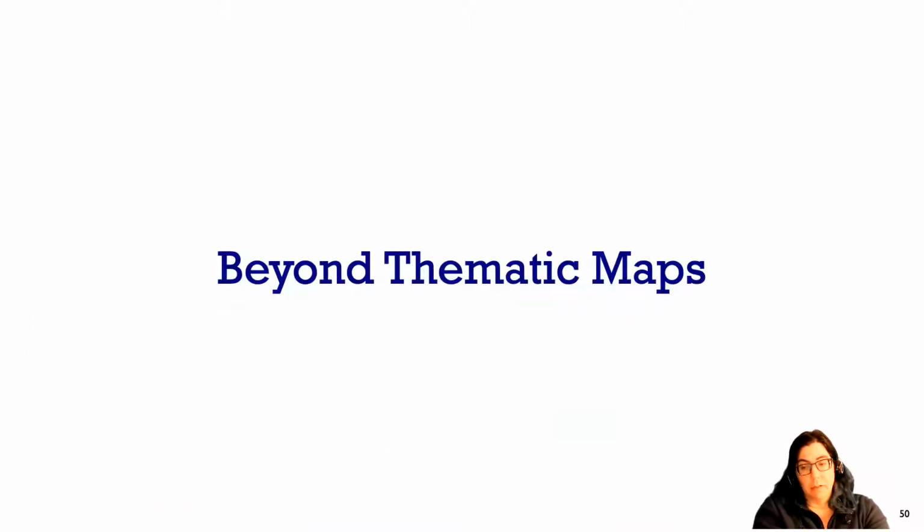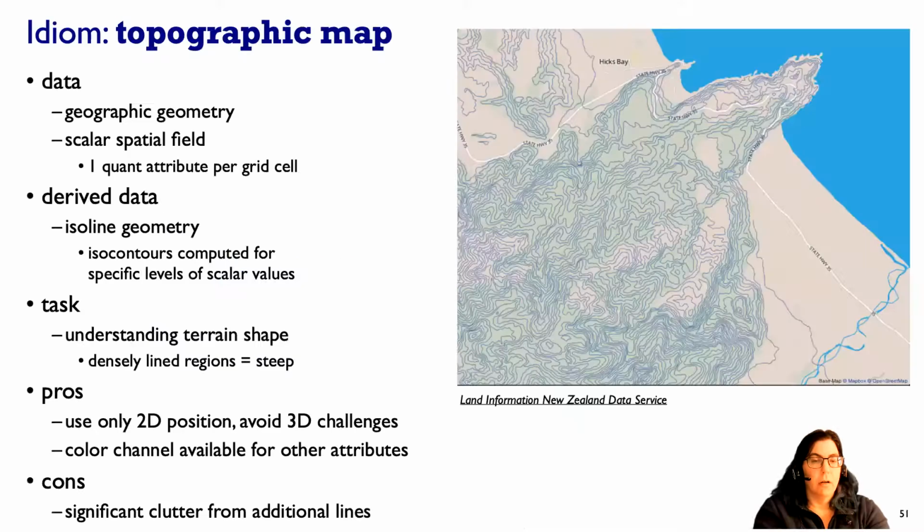All right, so that was a quick walkthrough for a lot of different thematic maps. What else might we care about? Well, here's a somewhat different variant of maps, a topographic map. Okay, so what's going on here?